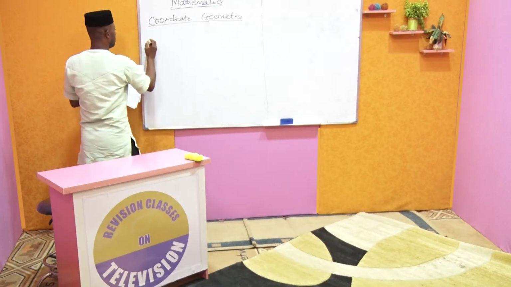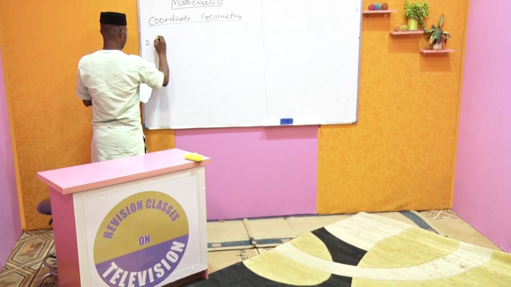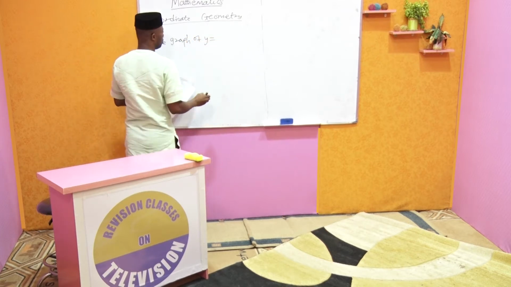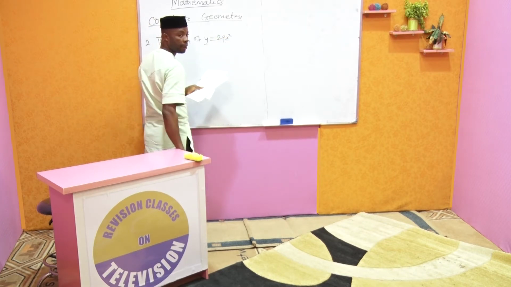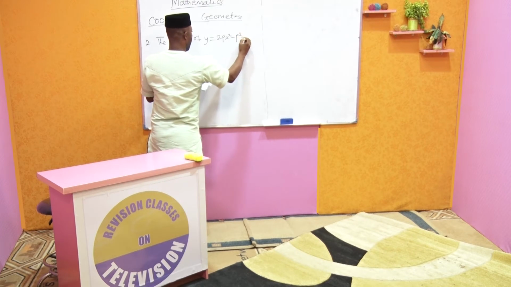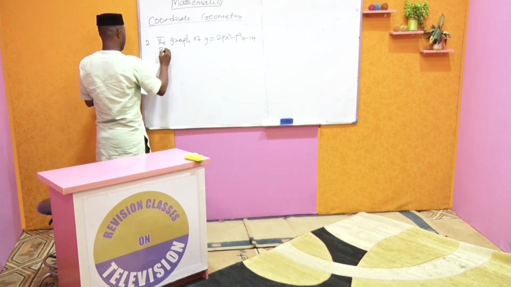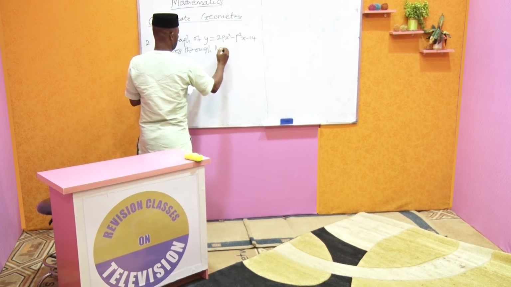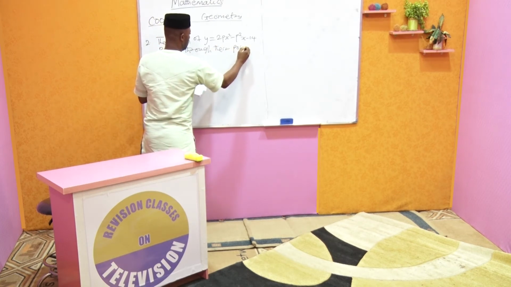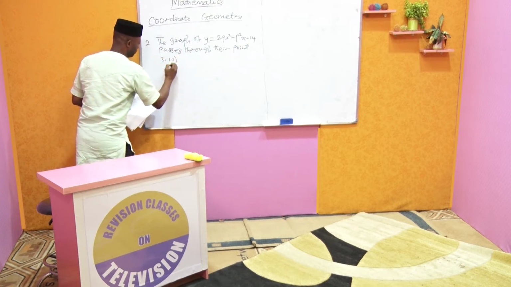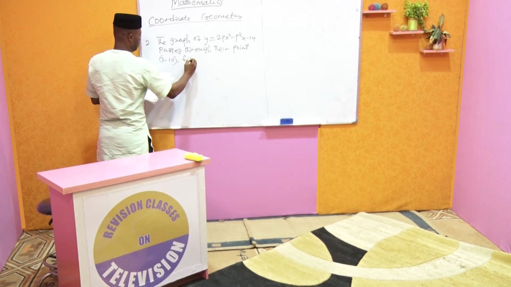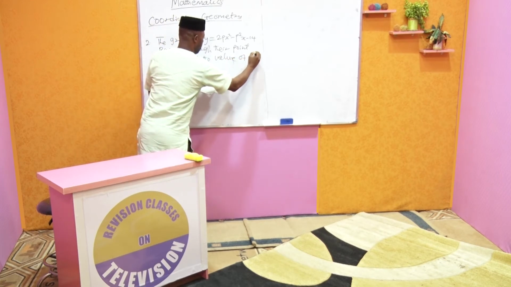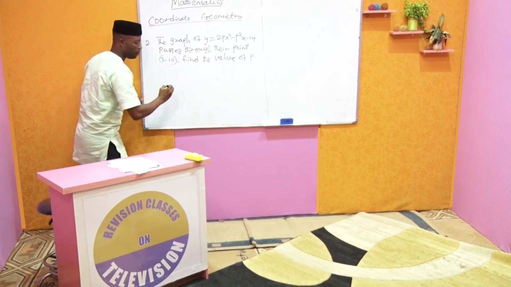We take example 2. The graph of y equals 2px squared minus p squared x minus 14 passes through the point (3, 10). Find the value of p. Solution.